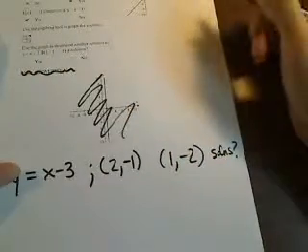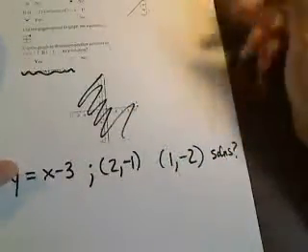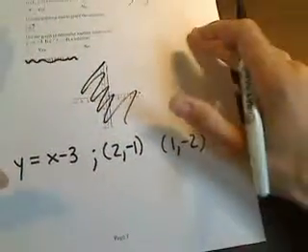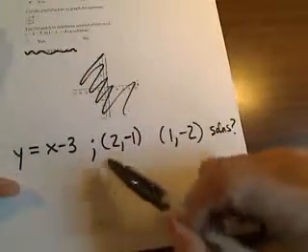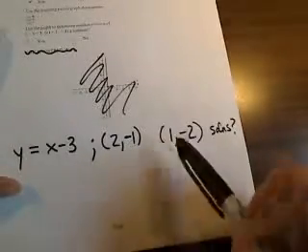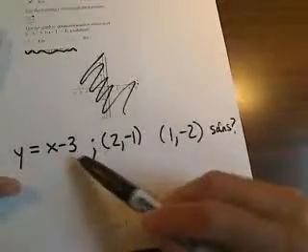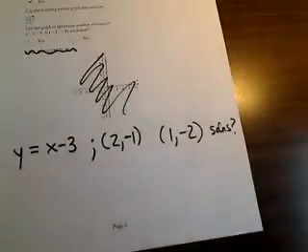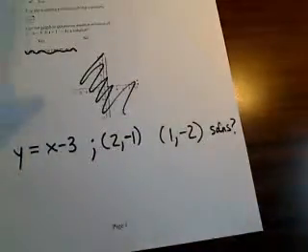Okay, so this is problem 3.1.33, and they're giving us an equation here, and they're asking us, first of all, to figure out if the couple of ordered pairs that they've given us here are solutions, and then they're asking us to graph it.